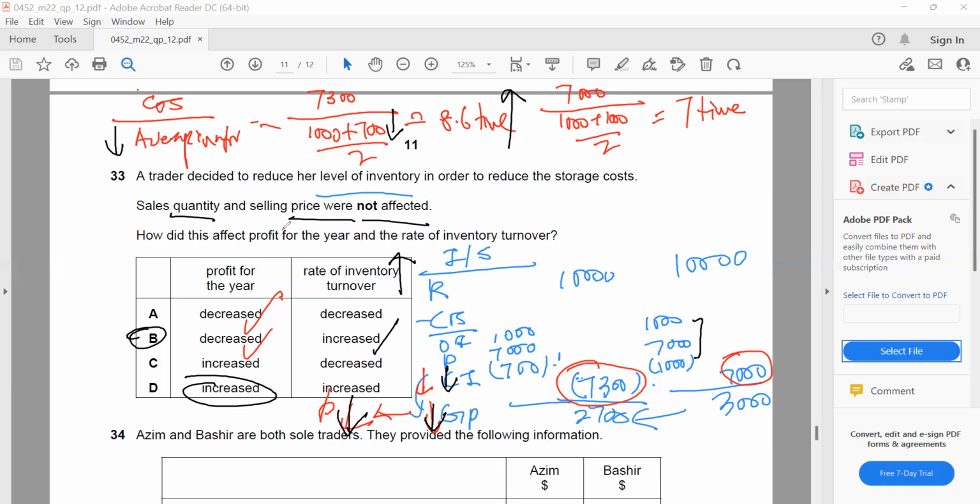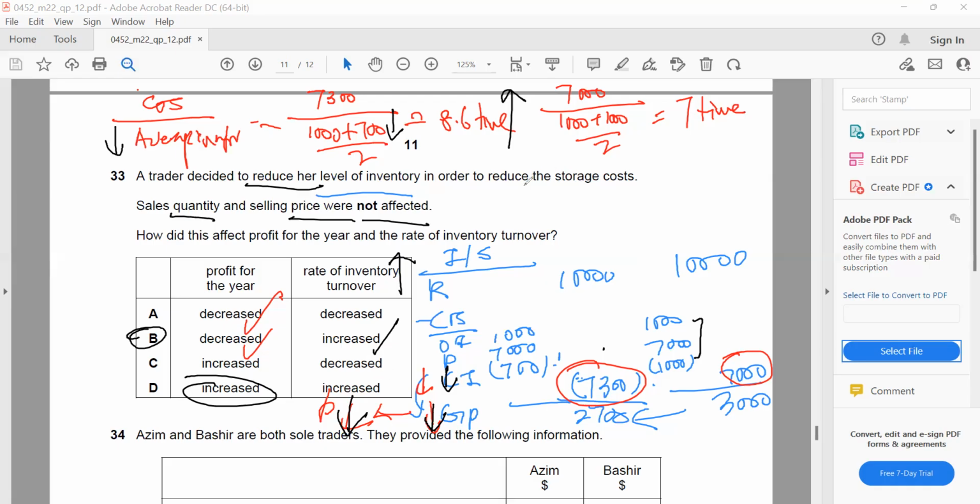How did this affect profit for the year? Reduce. Based on my working here, this is the financial impact. I saw that closing inventory decreases, gross profit decreases. Gross profit decreases, profit will decrease.